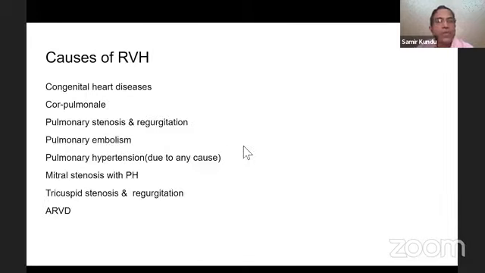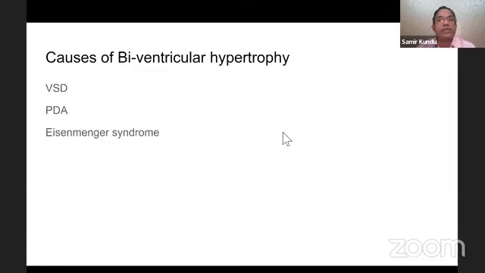Causes of right ventricular hypertrophy are more similar to those of right atrial enlargement: congenital heart disease, cor pulmonale, pulmonary stenosis and regurgitation, tricuspid stenosis and regurgitation, mitral stenosis, hypertension, and ARVD. Causes of biventricular hypertrophy: VSD, PDA, and Eisenmenger syndrome.